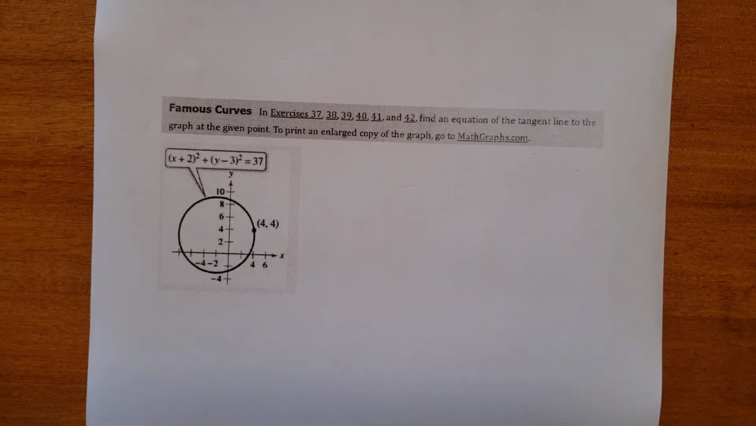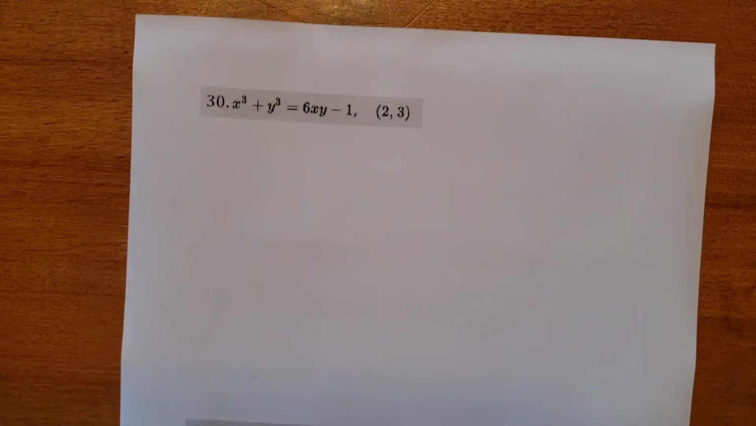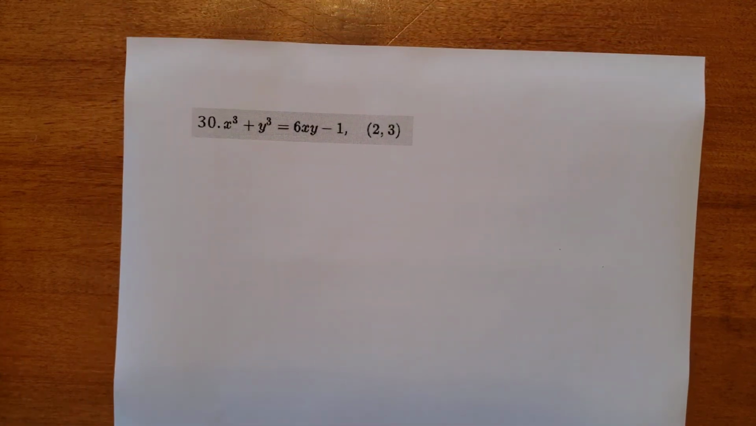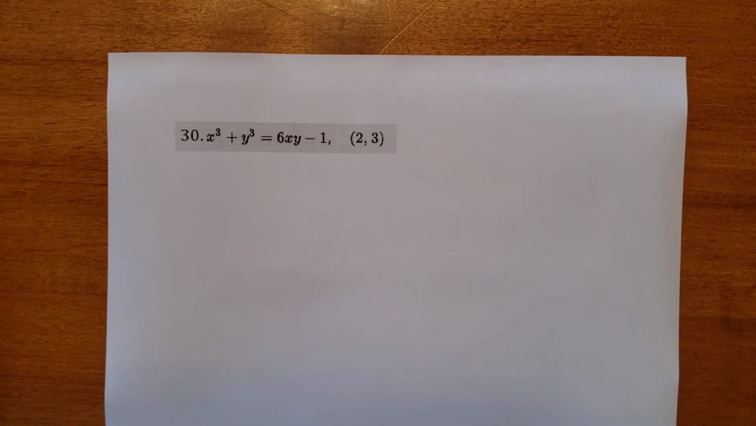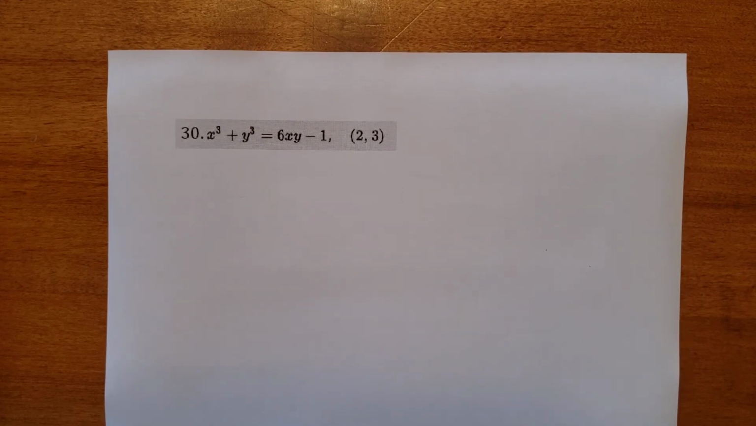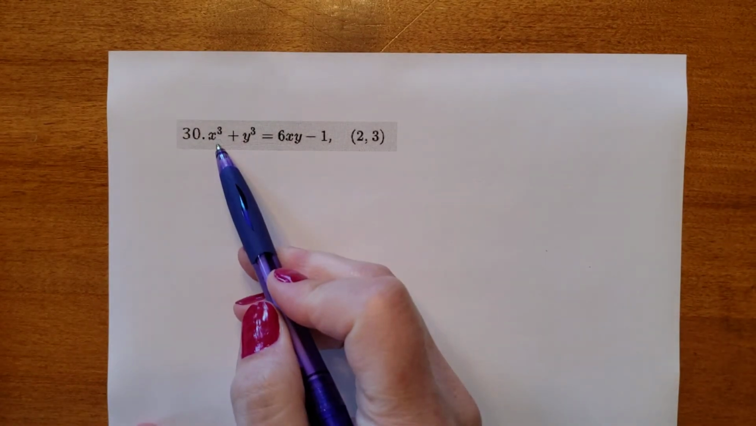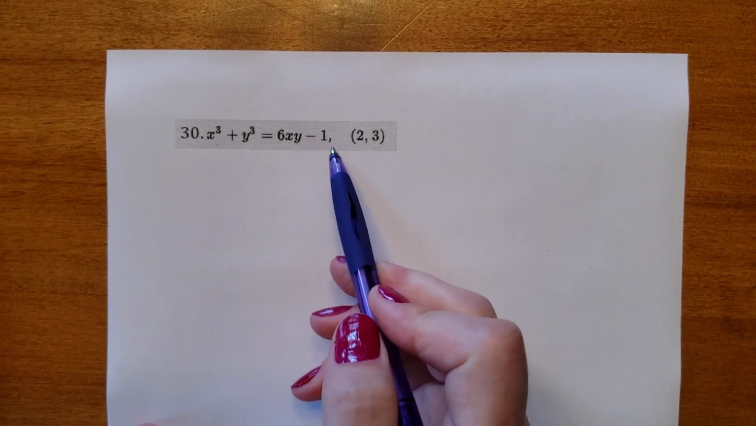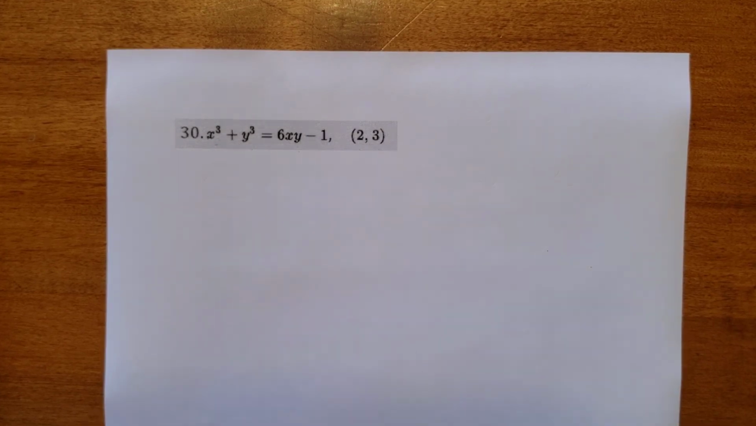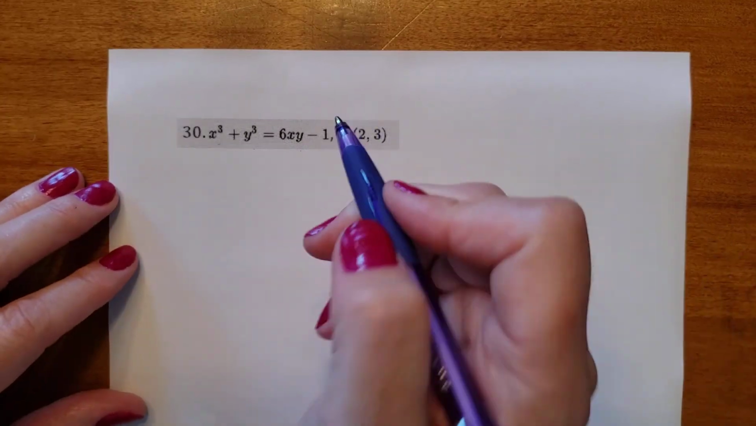Well, let's do 30. On 30, it's on the last one we plugged in that point, 2, 3. So again, we're trying to find the slope at the point 2, 3. So again, we got to do implicit differentiation on it. It's x to the third plus y to the third equals 6xy minus 1 at the point 2, 3. All right, so let's implicit differentiate it.